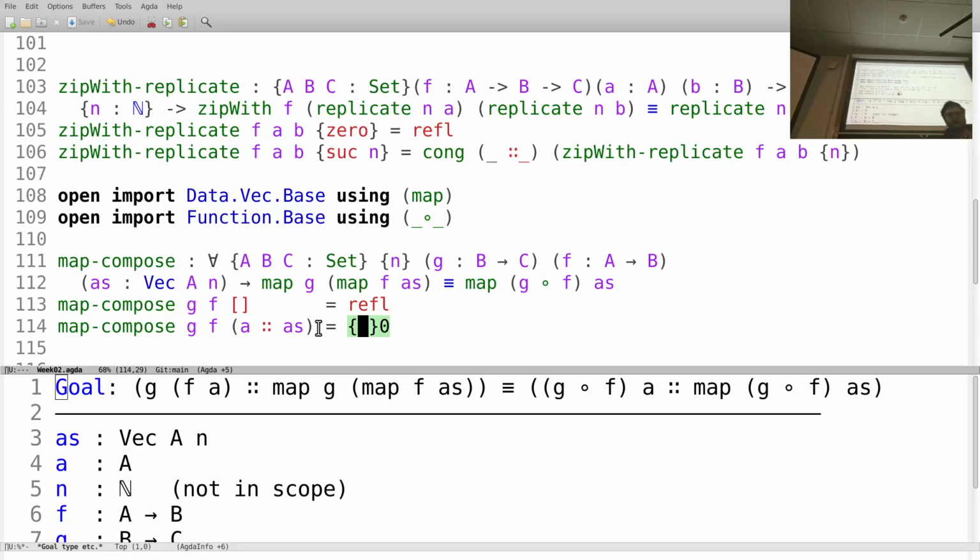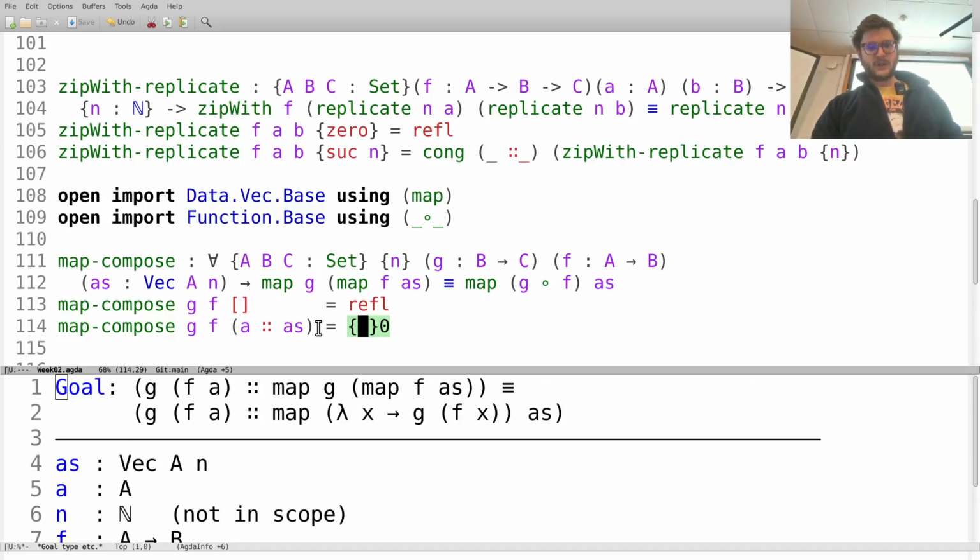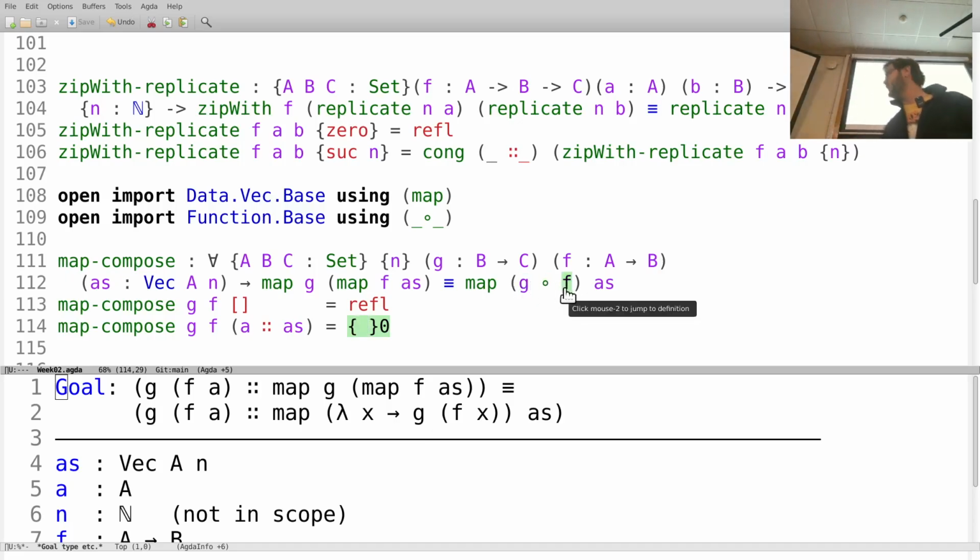cons the recursive call. But if we do a lot of normalization, the composition of G with F applied to A actually reduces to applying G to F of A. So we can see that we have the similar pattern now. And this composition expands as well. Sometimes when you ask for what you want, you get more than what you want. But we have this familiar pattern that we're really happy with, right?